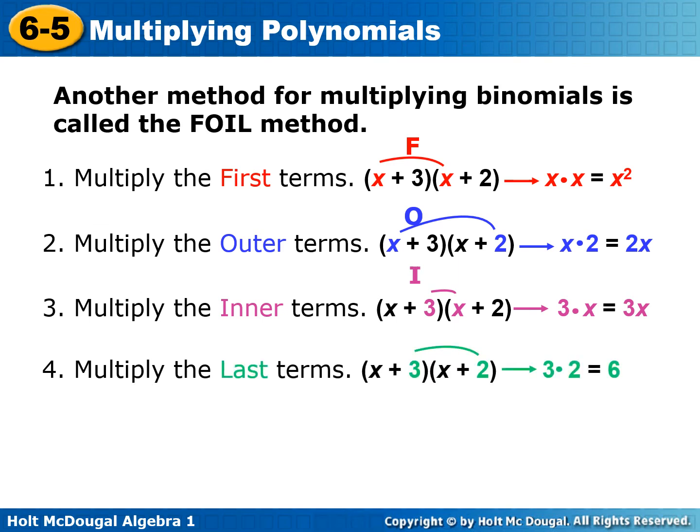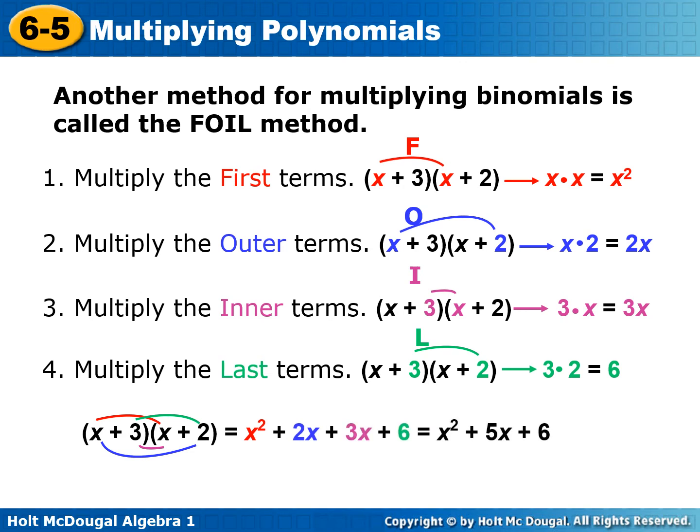And the last thing is we have to multiply the last terms, of course. So when we say we have first terms, we also have to identify what are our last terms. So for the first binomial, the last term is 3. And for the second binomial, the last term is 2. Alright, so we multiply 3 times 2, and that will give us a product of 6. And from there, we have to write all the products together. x squared plus 2x plus 3x plus 6.